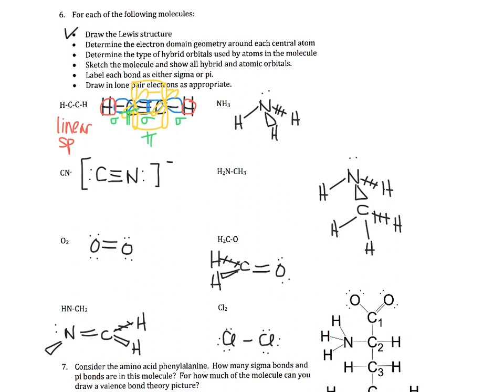Let's move to ammonia. So nitrogen in ammonia has 4 regions of electron density, a lone pair and 3 bonds. That means the electron geometry is going to be tetrahedral, and the bond angle is going to be approximately 109 degrees, which means the nitrogen is going to use sp3 hybrid orbitals. If we want to draw the hybrid orbitals, there's going to be 4 of them. Anytime you have an sp3 set, there will be 4. 1, 2, 3, 4. They're going to point towards the bonds.